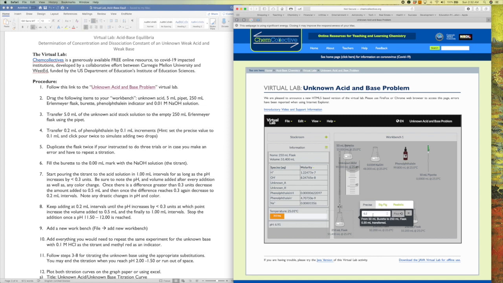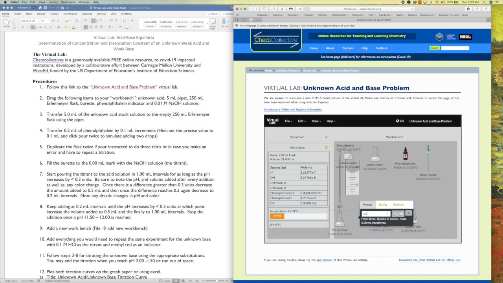Now we're not going to decrease the increments below 0.2. The reason for that is, in reality, if you use a burette in the lab, it's going to be very difficult to get the accuracy of removing less than 0.2 milliliters. Really, 0.2 milliliters is the best we would be able to do in a real burette in the lab. So 0.2 is fine. We're going to continue with 0.2.